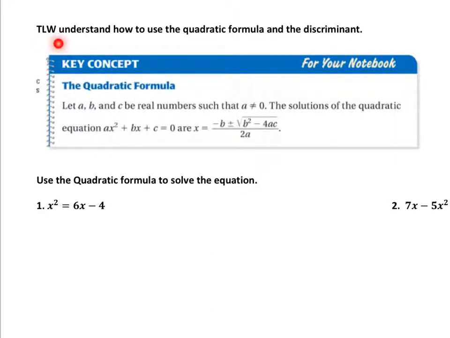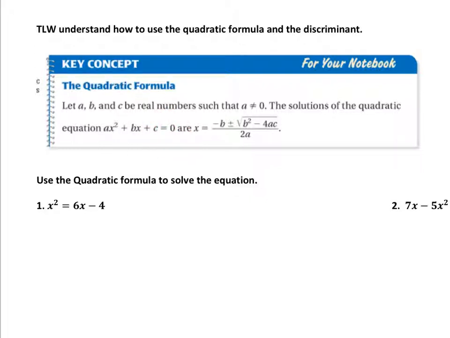Alright guys, today's goal: the learner will understand how to use the quadratic formula and the discriminant. Quadratic formula. Let a, b, and c be real numbers such that a cannot equal 0. The solutions of the quadratic equation ax squared plus bx plus c equals 0 are x equals negative b plus or minus the square root of b squared minus 4ac all over 2a. Alright, so notice it has to equal 0.